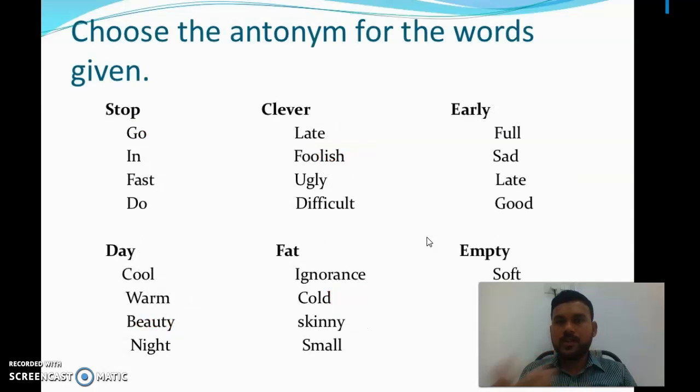So choose the antonym for the words given. There are 6 words given. They are stop, clever, early, day, fat, empty. And under each word, 4 words are given, and you are going to pick the best suitable antonym for the main word. For example, the word stop has 4 words given to find one antonym. The 4 words are go, in, fast, do.